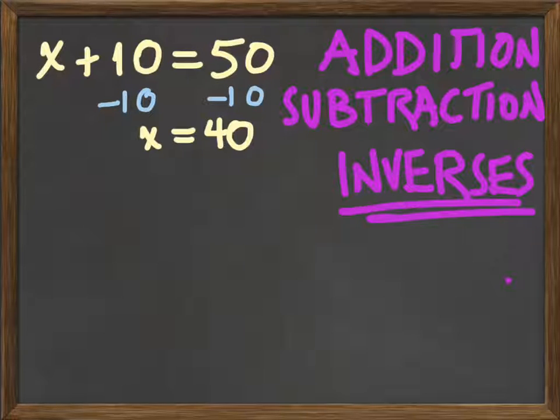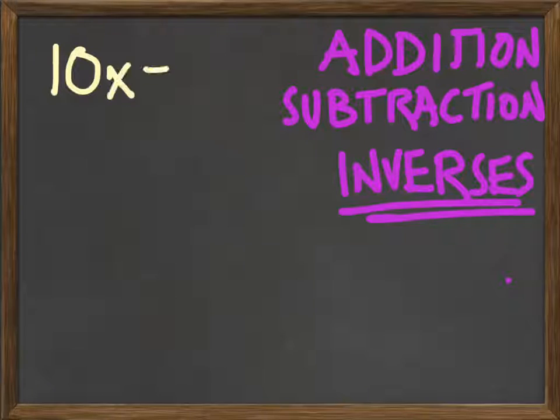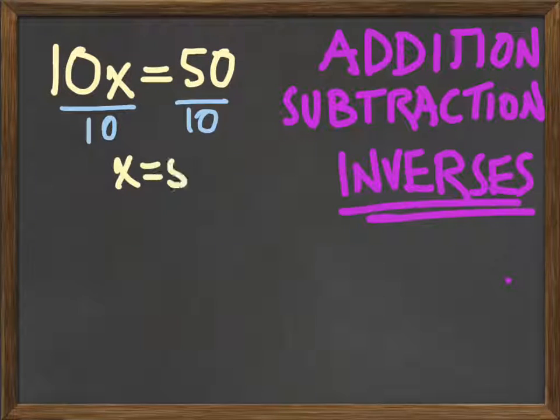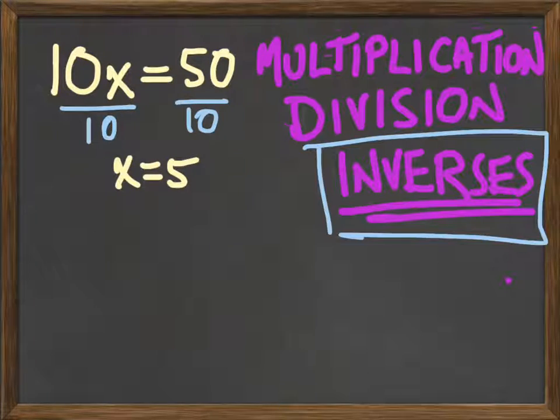That was a very simple example. Let's try another one. Let's say we had 10 times x equals 50. Well, you again know just what to do. You're going to undo that multiplication by division, because division and multiplication are inverse operations of each other, and that's how you undo multiplying, by dividing.